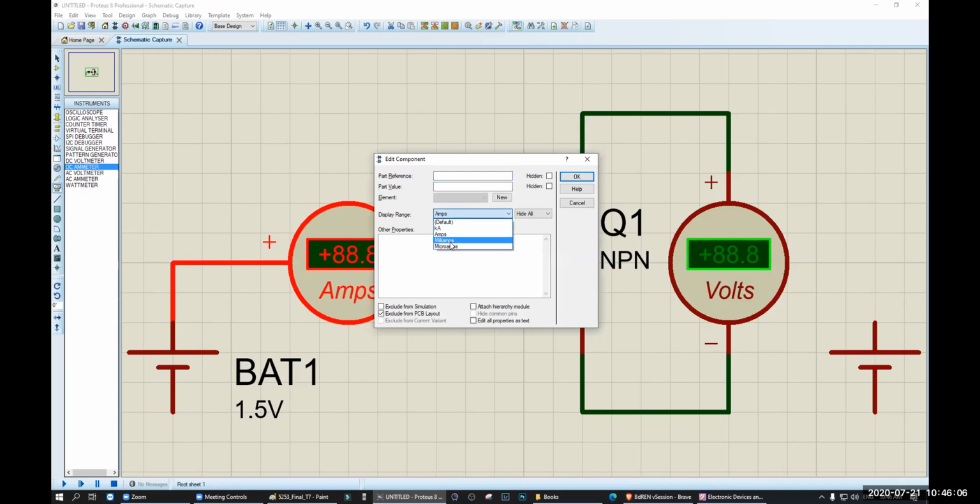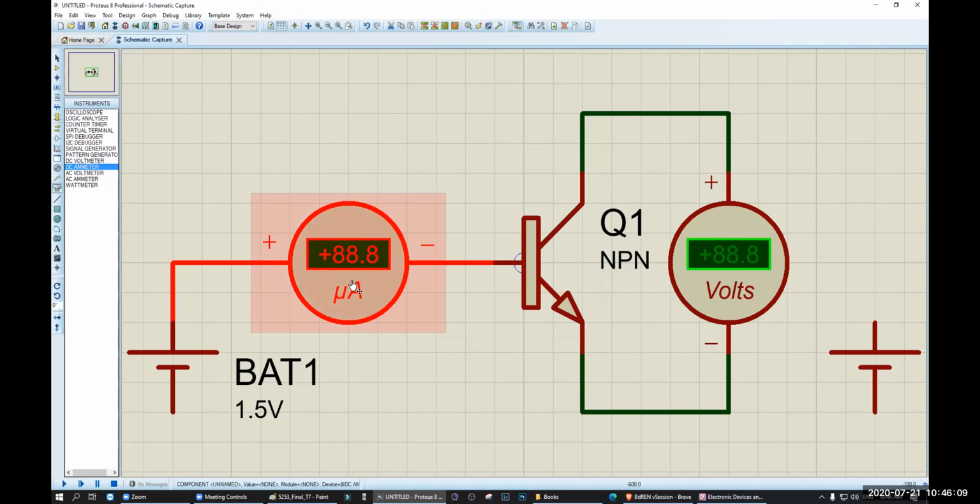So the ammeter must be in microampere. IB must be in microampere. Okay.